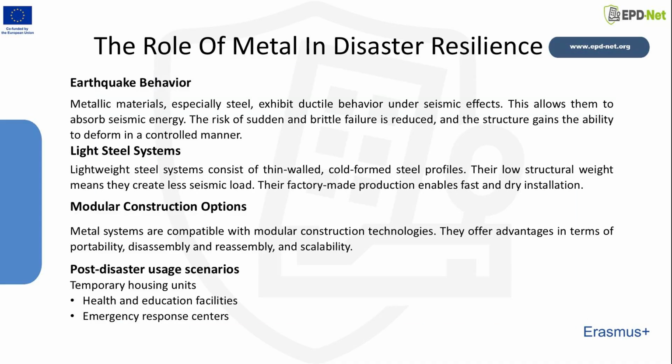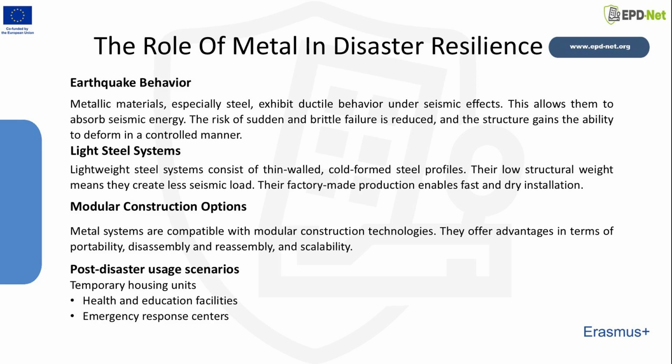In disaster-prone regions, particularly earthquake zones, metallic materials, especially steel, play a crucial role in structural safety. The key property that makes steel advantageous in seismic design is ductility. Ductility refers to a material's ability to undergo deformation without sudden failure. Unlike brittle materials, ductile materials absorb and dissipate energy during seismic events.